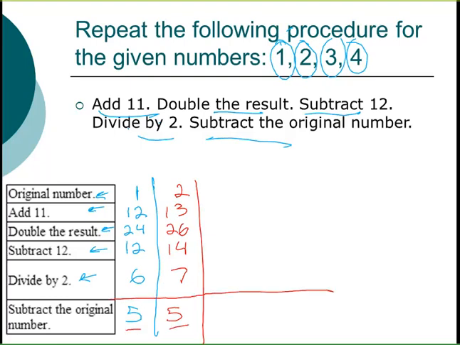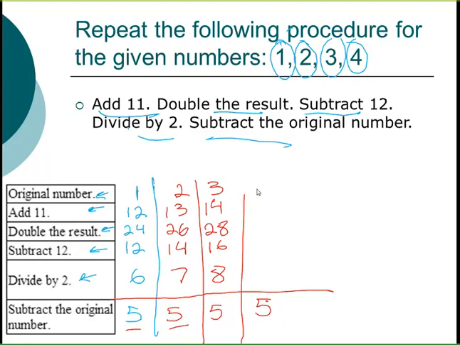Let's do another one. I got 3. It says add 11, so I'm at 14. Double it, it's 28. Subtract 12, that's 16. Divide by 2, I'm at 8. Subtract the original number, 3, and I got 5. My guess is the last number is also going to be 5.